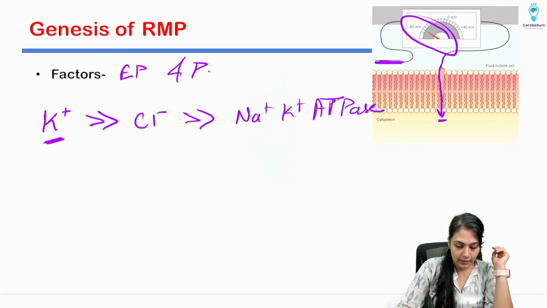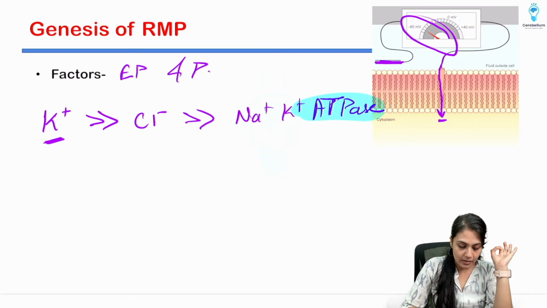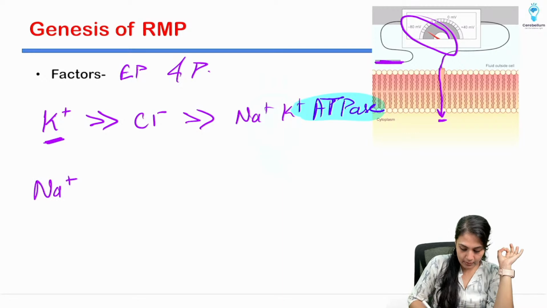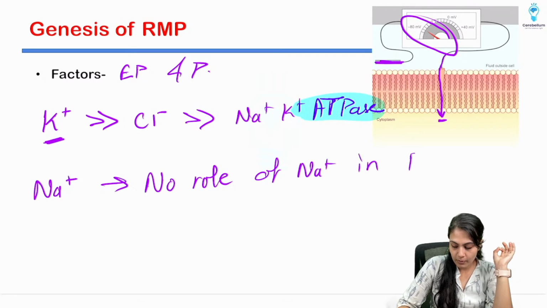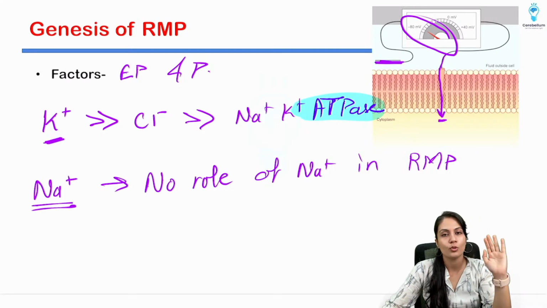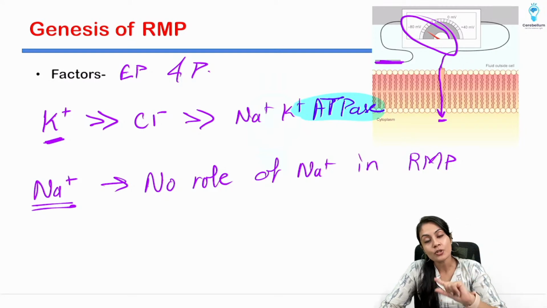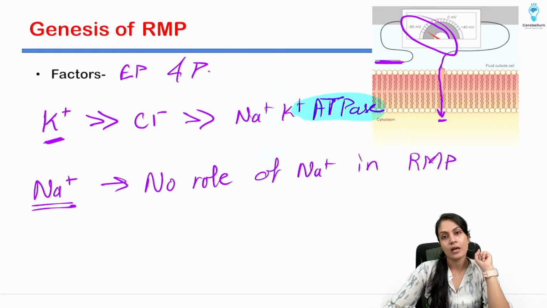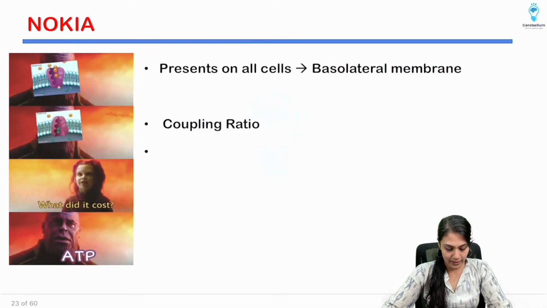Please mark that it is sodium potassium ATPase and not the sodium. If they ask about the sodium, please understand, NA means there is no role of sodium in the formation of RMP. NA means no, right? So please remember, sodium alone won't be affecting the RMP, but yes, if they ask about sodium potassium ATPase, it will be affecting the RMP. How? We'll see that in the next few slides, right?